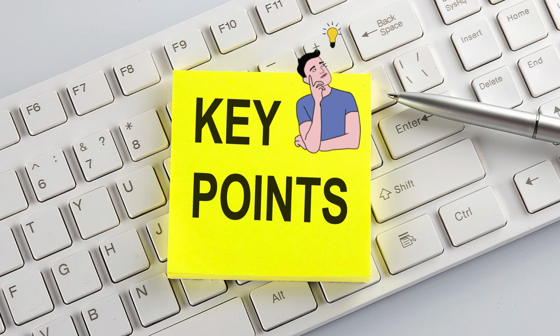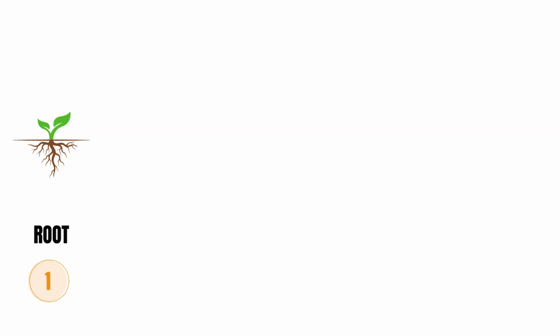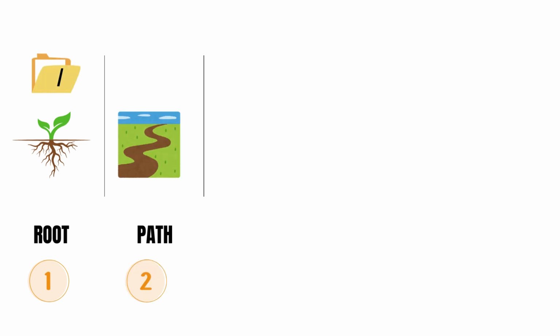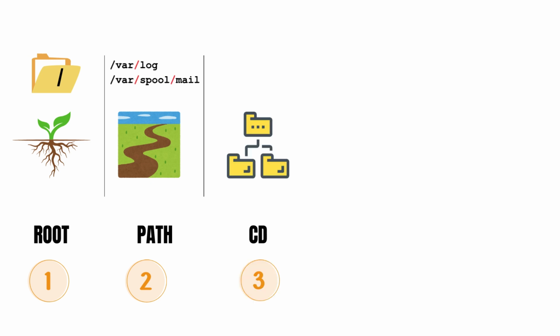Before we proceed, here are a few key points to remember. Number 1. The entire Linux directory structure starts at the top root directory, expressed by a /. Number 2. Directory names connected by /, such as those shown here, are called paths. Number 3. You use the change directory cd command to locate the desired file in the correct directory.